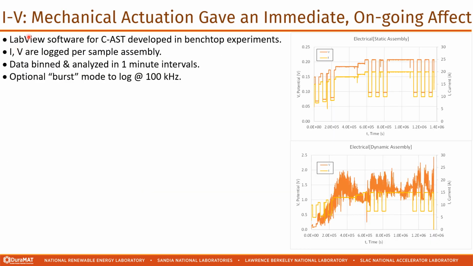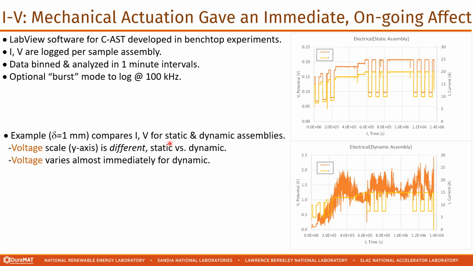So this shows the LabVIEW-run data acquisition for the benchtop experiments. We looked at one measurement per sample assembly, so looking at the static assembly relative to the dynamic assembly. Data has been averaged in 1 minute intervals. We have the option to do a burst mode to get the details of what might be going on at a much faster rate. And yeah, here we compare between static and dynamic, but the Y scale is very different here. We wanted to drive home the point that almost immediately you see an increased variability with the mechanical perturbation.